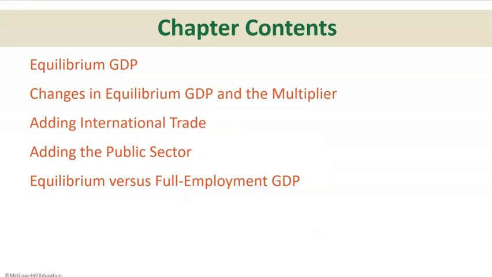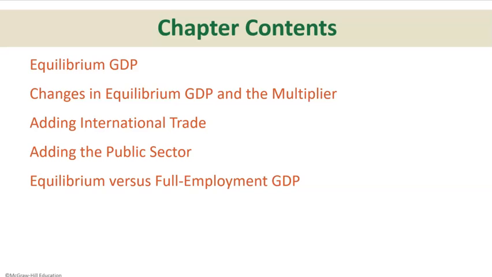The first thing we're going to do with this model is to find the equilibrium GDP. So you're going to learn the condition for equilibrium GDP and then learn how to find equilibrium GDP from the chart and from the graph. The next thing that we'll do is look at the multiplier. We already learned about the multiplier in chapter 10. We're just going to apply it to the aggregate expenditures graph.